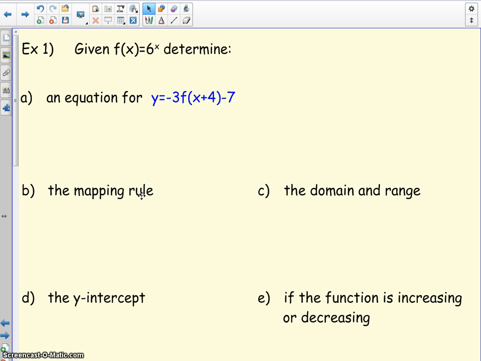I'm going to give you a parent function of f of x equals 6 to the x, and we're just going to find out some information about a transformed version of it. First things first, our new equation is going to be y equals negative 3 f of x plus 4 minus 7. We want to find an equation for that.